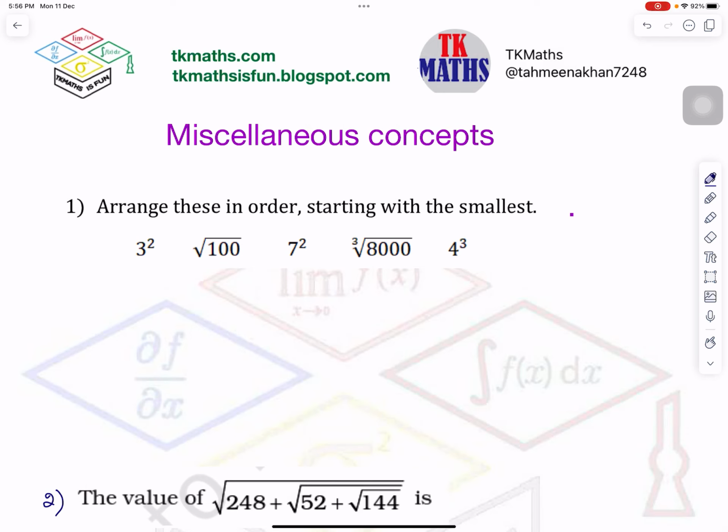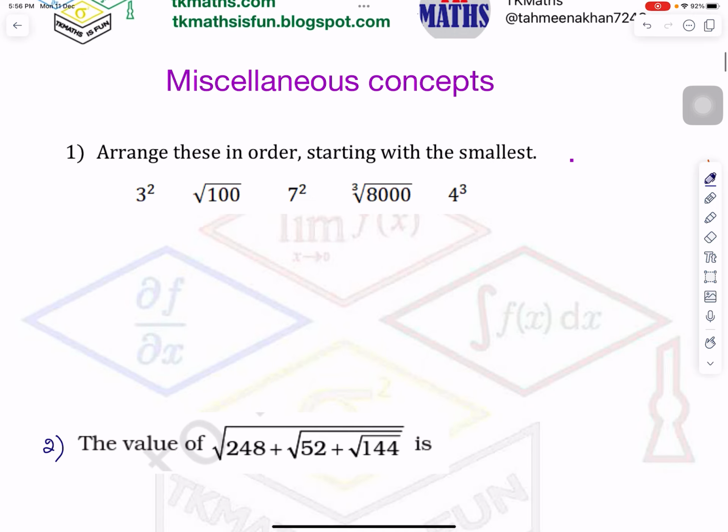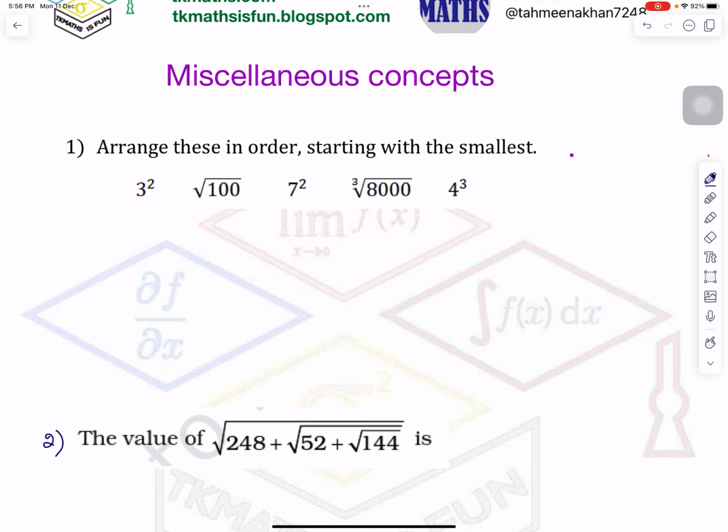In today's video, we will see miscellaneous concepts of year 7 and 8. In some schools, they are taught in class 7 and some in year 8. So let's see. The first concept is about square root and cube. So the question is around that concept.